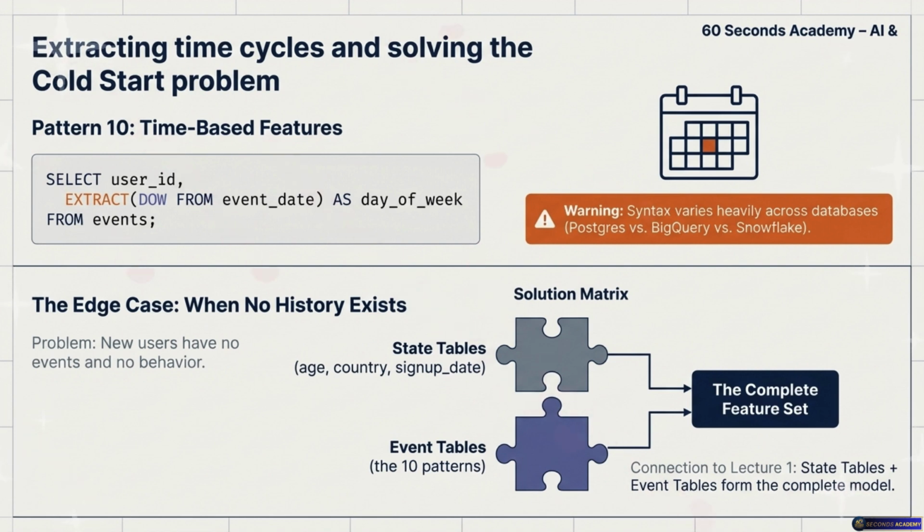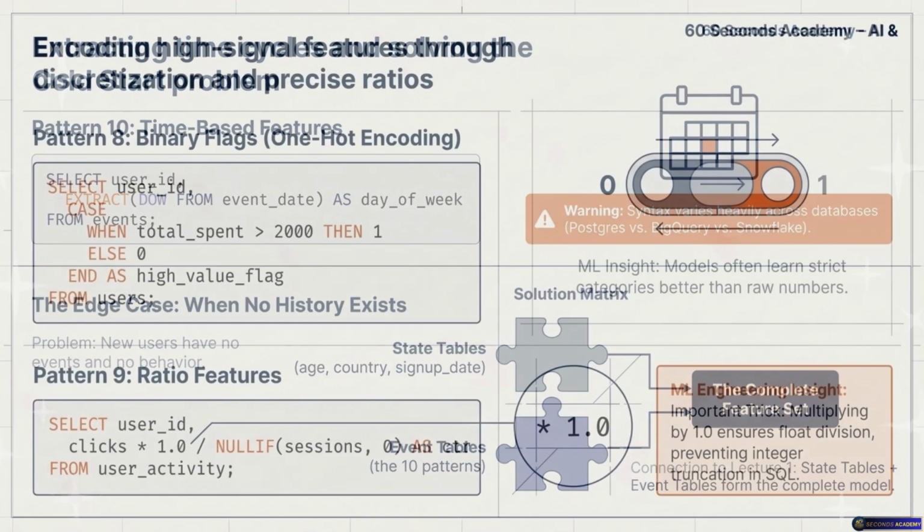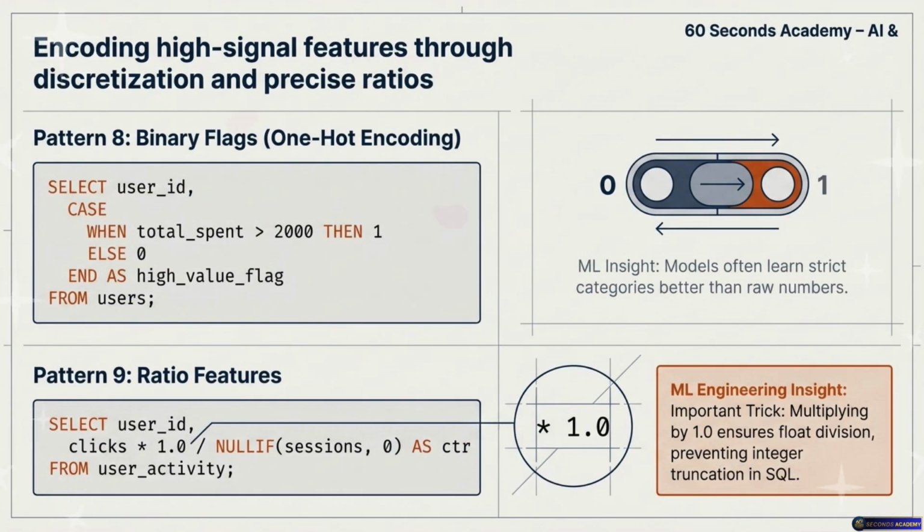Context is everything. Okay, moving to the next phase of the playbook, categorization and the meta level. We have all these continuous numbers now: averages, lag percentages, rolling windows. But sometimes feeding an algorithm highly precise continuous numbers actually hurts its performance. Which brings us to pattern 8, binary flags, or discretization. The code here uses a case when statement. For example, case when total spent is greater than 2,000 then 1 else 0. This is an incredibly powerful technique for reducing noise.